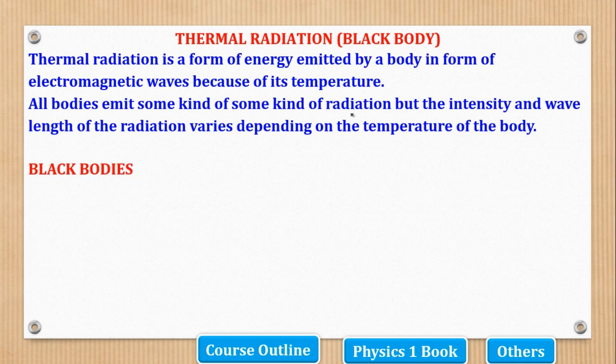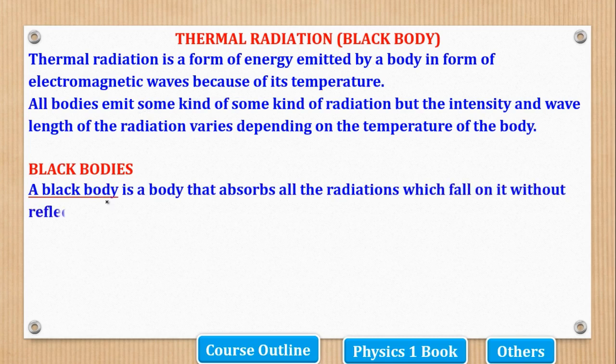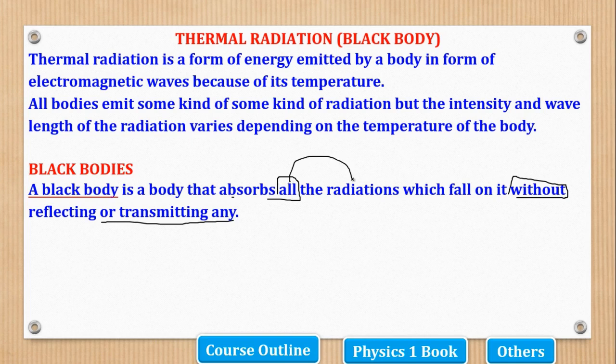With that, we can go to what we call black bodies. This topic, thermal radiation in A-level, is mainly concentrated on black bodies, or the calculations. We shall look at some of the definitions. A black body is one that absorbs all radiations which fall on it without reflecting or transmitting any. That's what we mean by a black body.